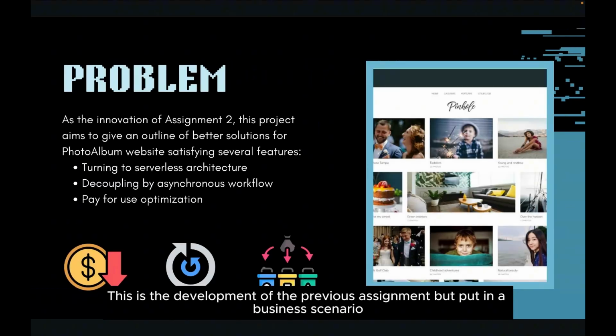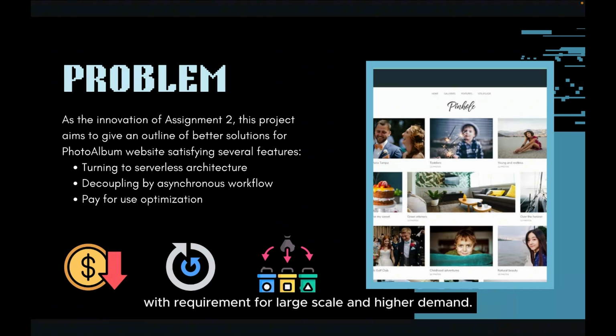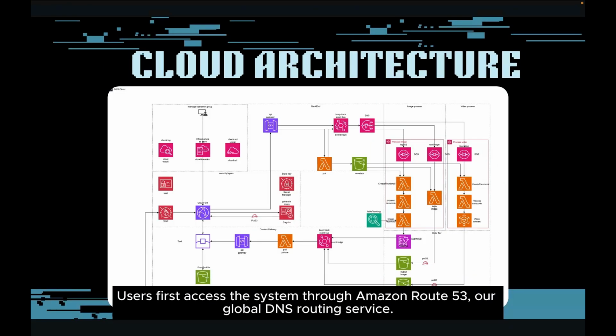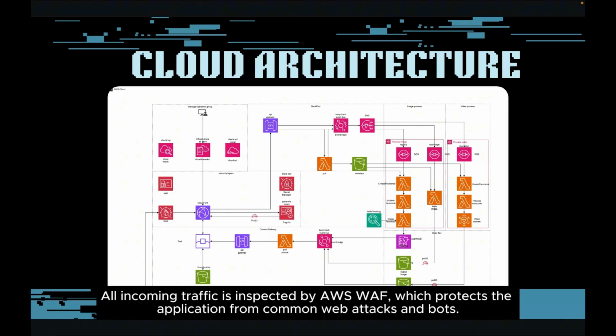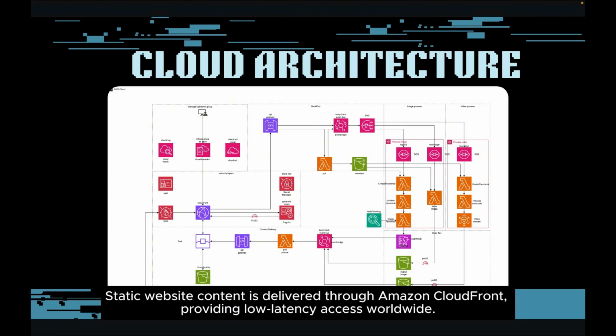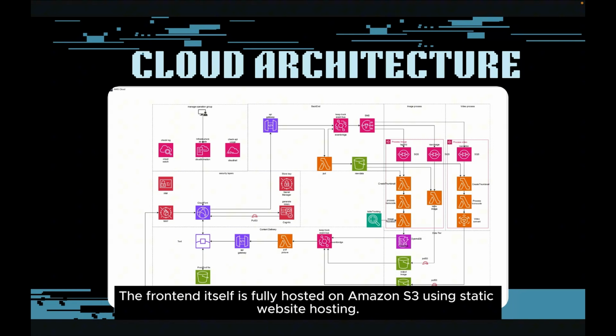This is the development of the previous assignment too, but put in a business scenario with requirements for large scale and higher demand. Users first access the system through Amazon Route 53, our global DNS routing service. All incoming traffic is inspected by WAF, which protects the application from common web attacks and bots. Static website content is delivered through Amazon CloudFront, providing low latency access worldwide. The front end itself is fully hosted on S3 using static website hosting.